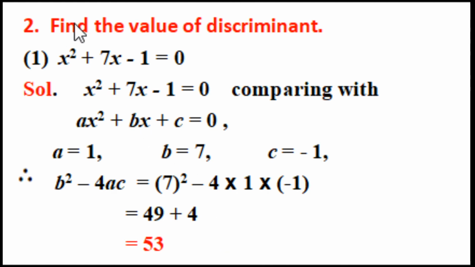Question number 2. Find the value of the discriminant, that is b square minus 4ac. The first equation is x square plus 7x minus 1 is equal to 0. Comparing with ax square plus bx plus c is equal to 0, we get a as 1, b as 7 and c as minus 1. Then put the values in b square minus 4ac. b is 7, square of 7 is 49, minus 4 into a is 1, c is minus 1. 4 ones are 4. Negative becomes positive, so 49 plus 4 is equal to 53.